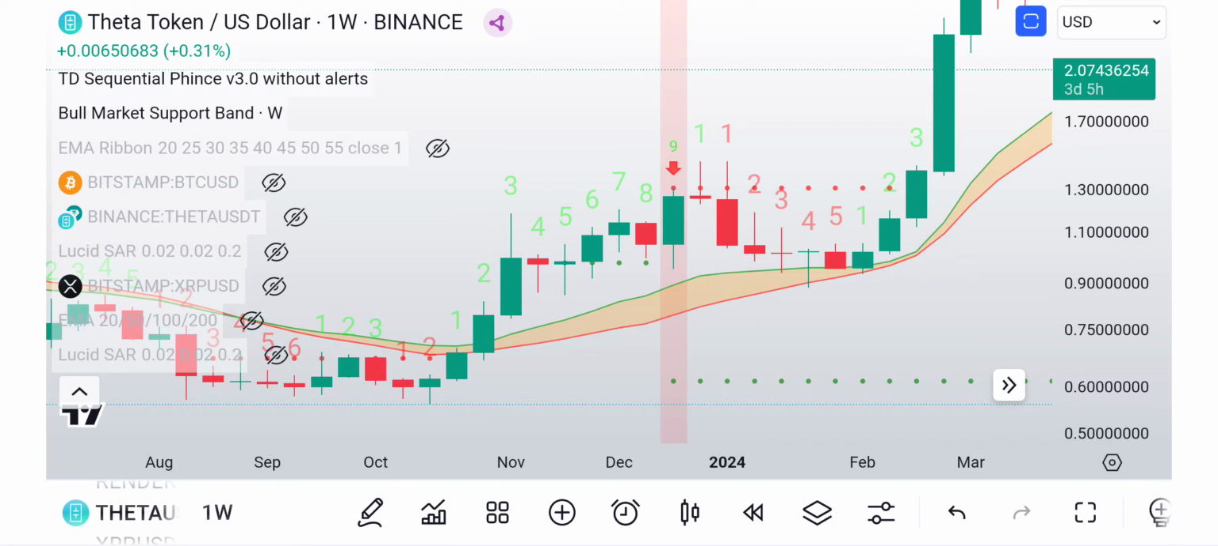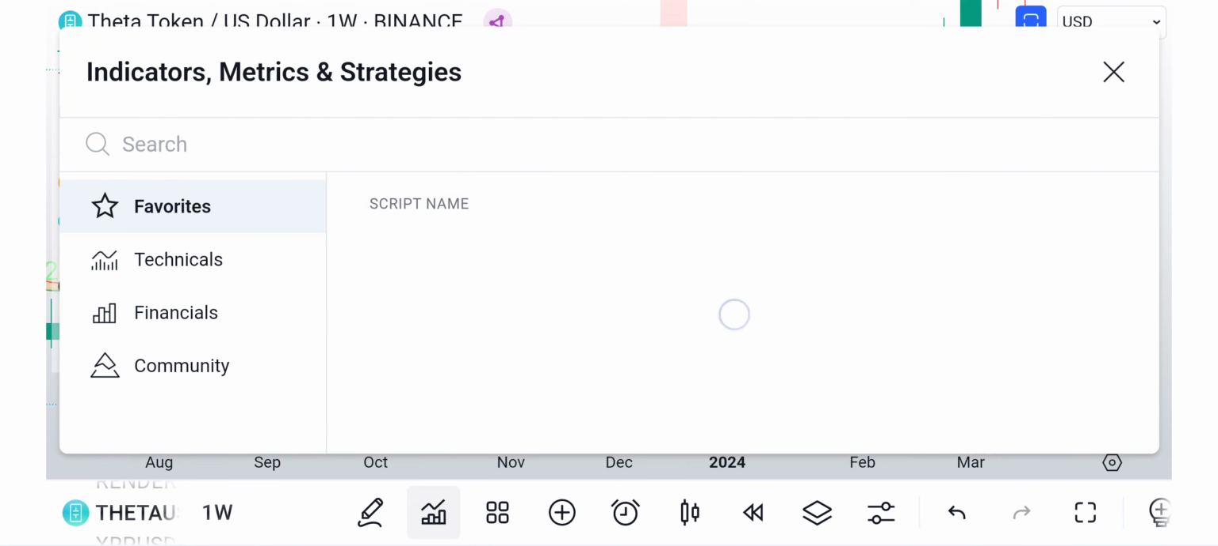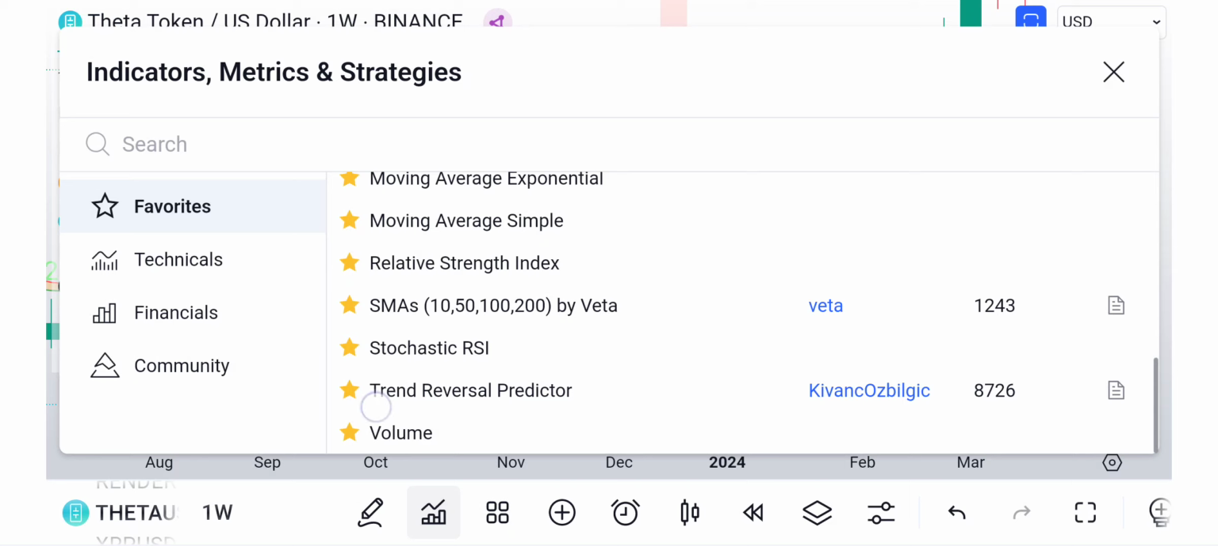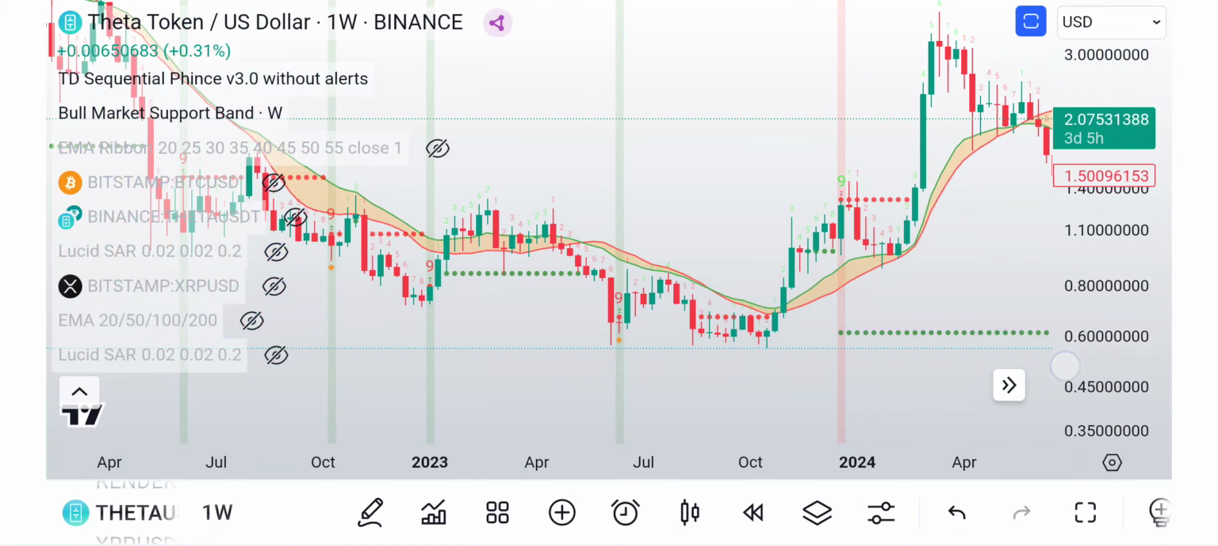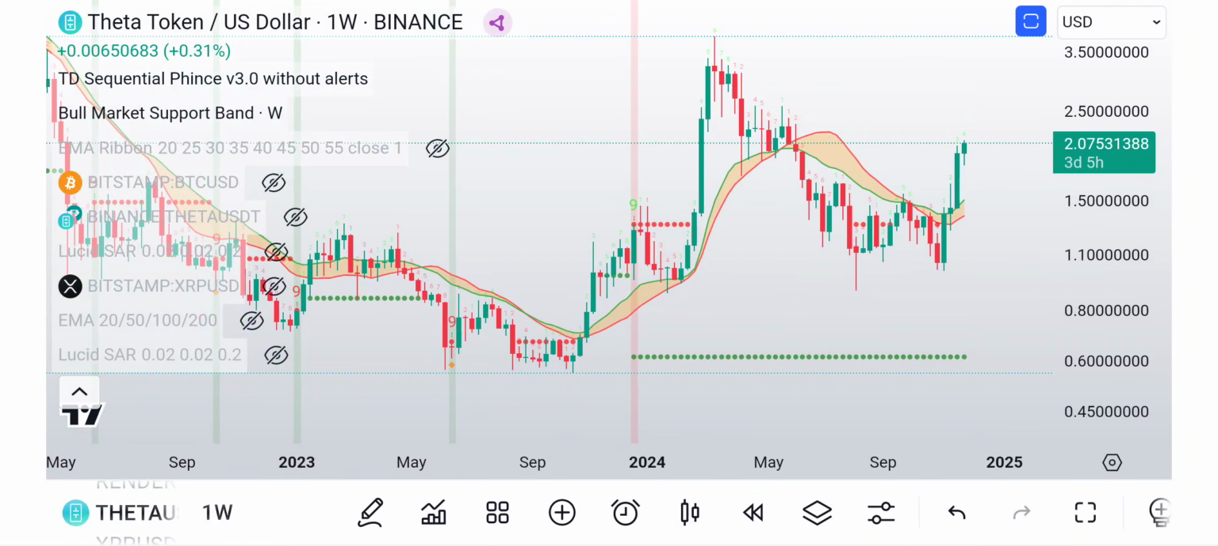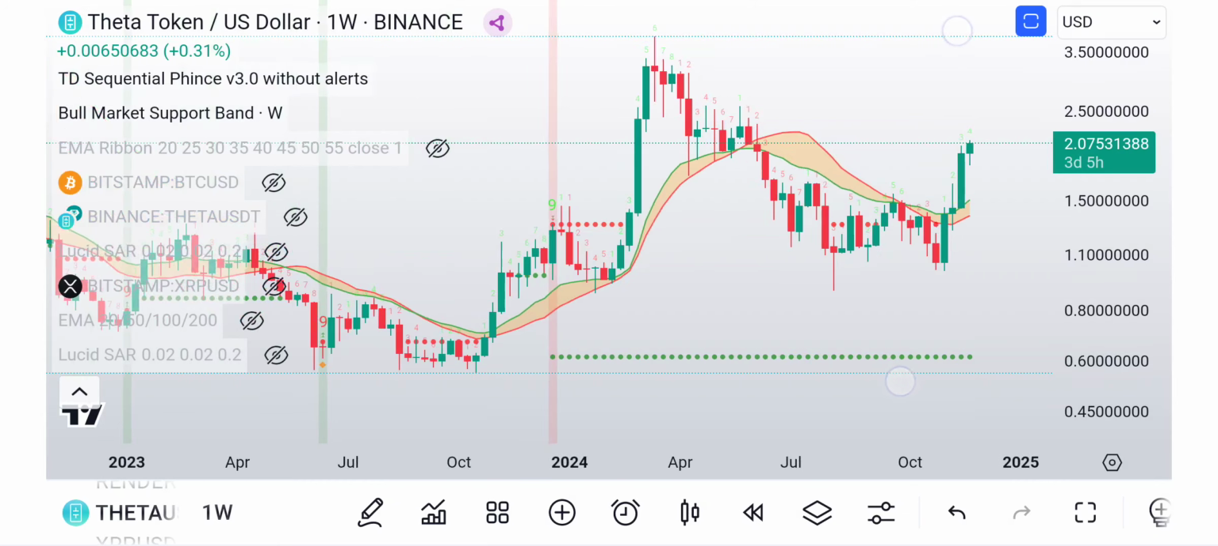If you want that indicator, it's called TD sequential, but you have to type in trend reversal predictor. So it's right here if you want it. All right. So you can play around with it. I mean, it depends what time frame you're using. It works great on all time frames. It just depends on certain things. But play around with it and see if you like it.